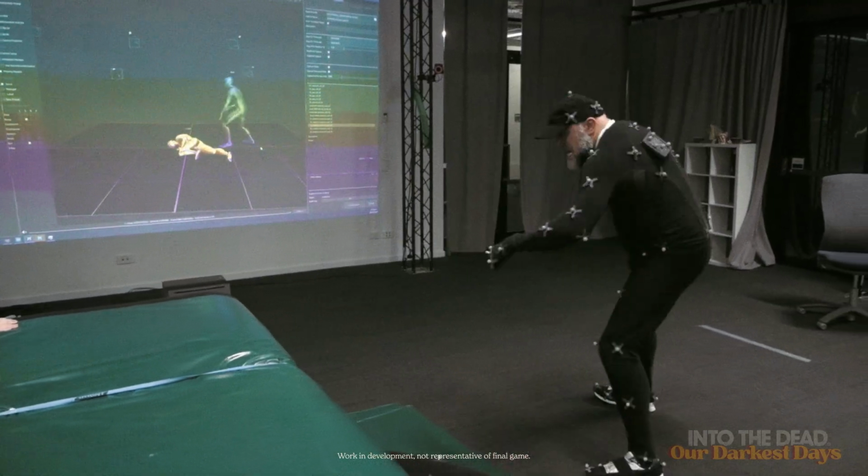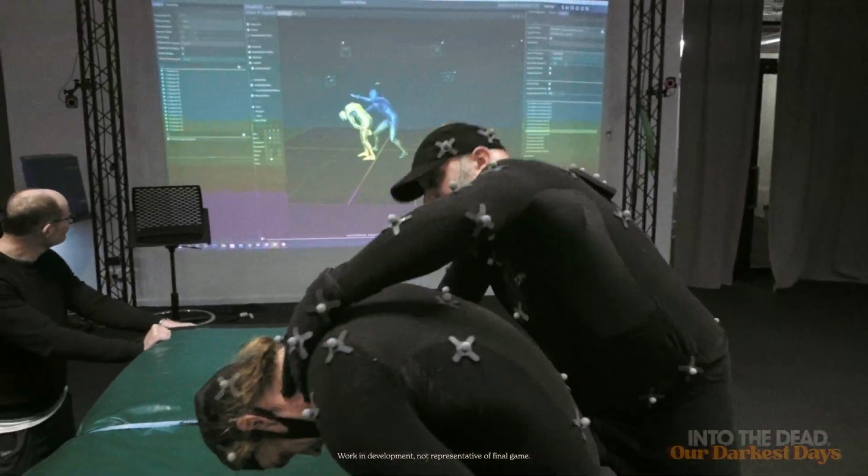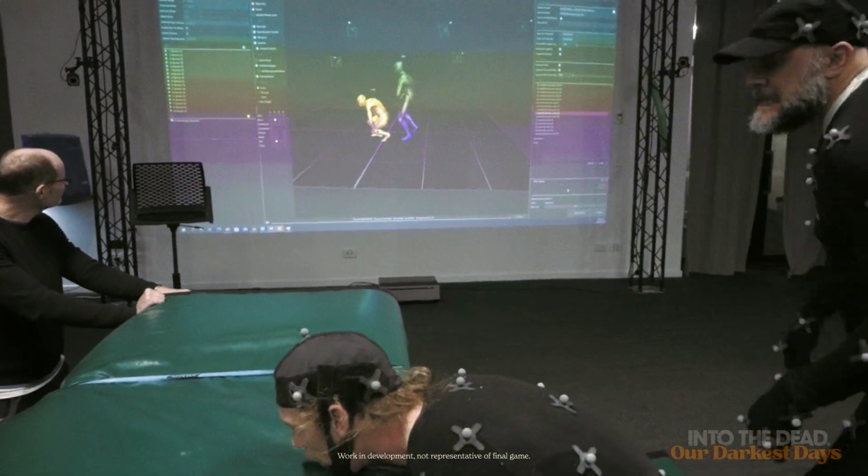I'm most excited for players to bash zombies' heads. I think one of my favorites is you throw the zombie through the window and then grab its head and slam it onto the broken glass. Hopefully we can get that in the game.